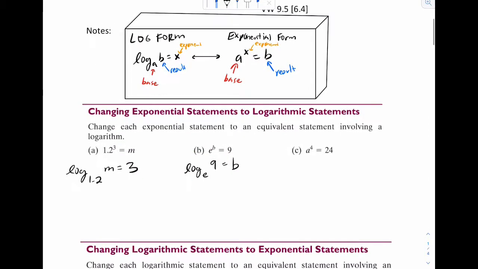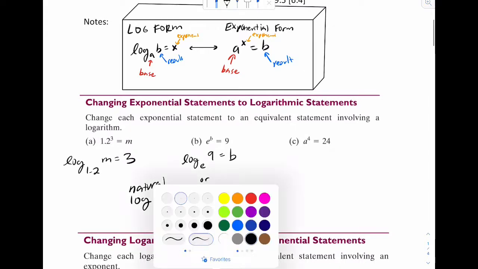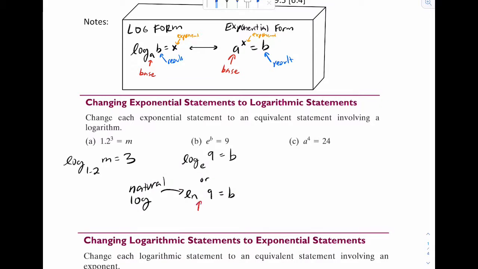Now there is a stipulation on this one. Some people write this, ln 9 equals b. And this might look pretty weird. This is actually called a natural log. And a natural log is essentially a special type of log. Notice how there's no base. The base is assumed to be e.